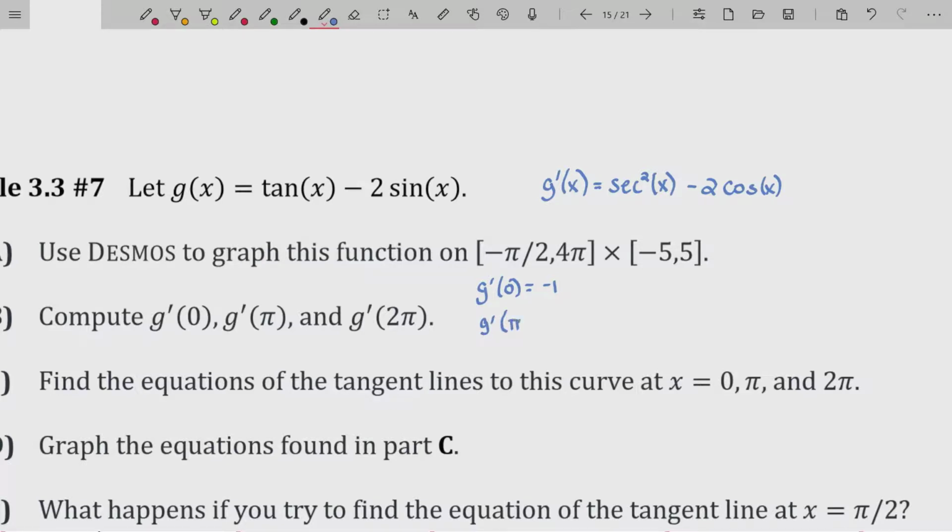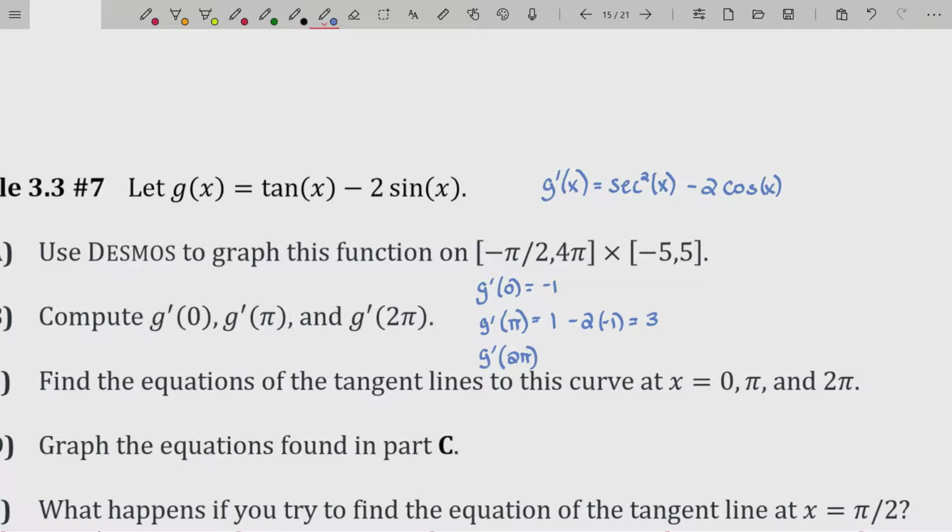G prime at pi, well, secant squared at pi. Secant at pi is actually a negative 1, but when you square it, it becomes a positive 1. And then minus twice, actually I should just write that down. Minus twice the cosine of pi is a negative 1. I write that stuff down because it's a lot for my brain to remember, so this is just going to be a 3.